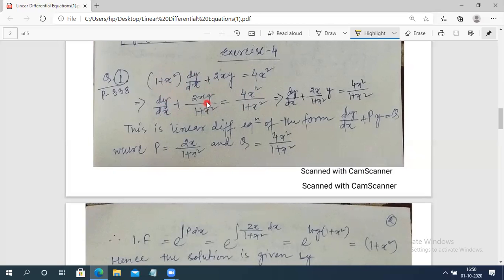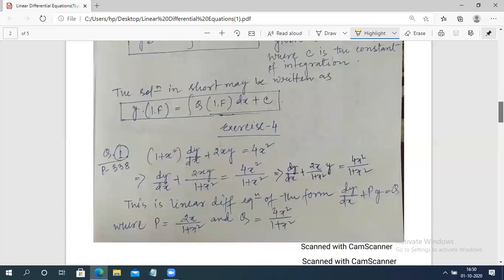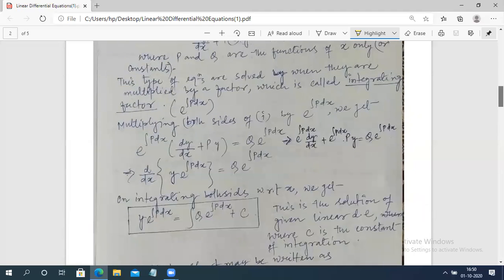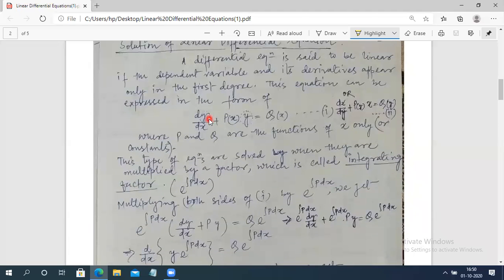Now you can see that this is dy by dx. So you write this equation in the following form: dy by dx plus p into y is equal to q. The form is like this, no? If it is dy by dx, then write it in the form of p into y is equal to q, where p and q are the function of x.